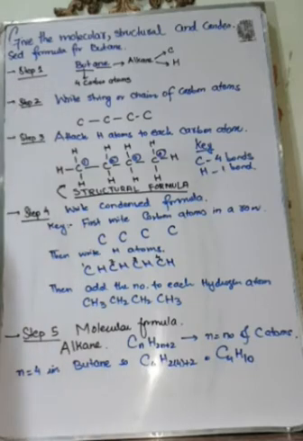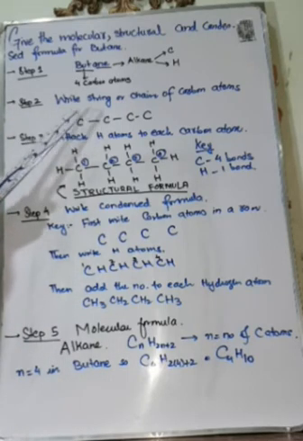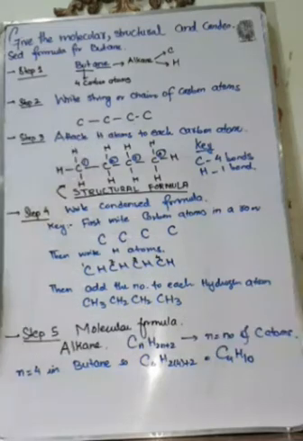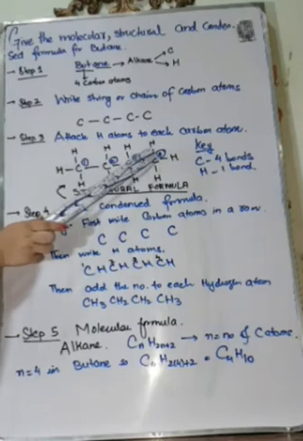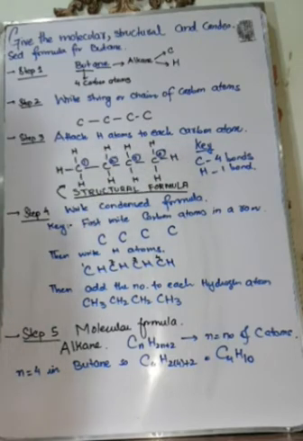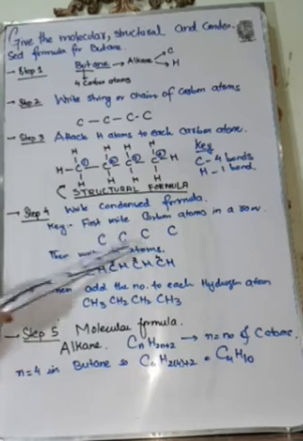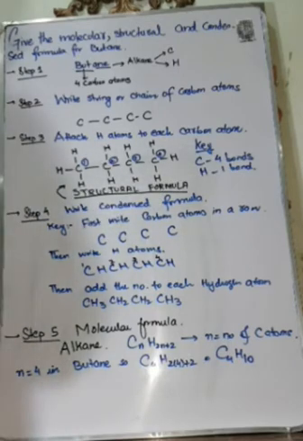Now in the second step, we will write a string or chain of the carbon atoms. We just drew the chain of 4 carbon atoms because 4 carbon atoms are present in this organic compound. In step 3, we will attach hydrogen atoms to each carbon atom. Now how will we know how many hydrogen atoms are attached to each carbon atom? For this we have a key: carbon always forms 4 bonds and hydrogen always forms 1 bond.